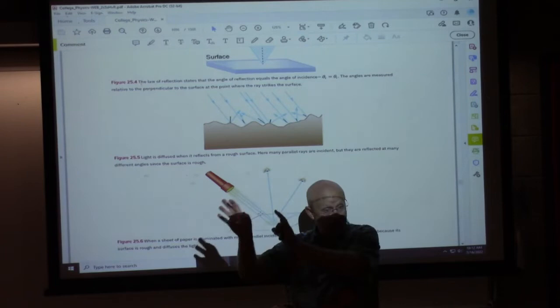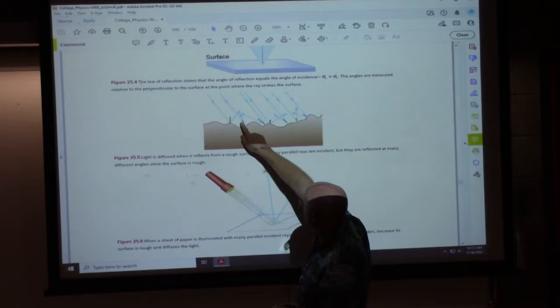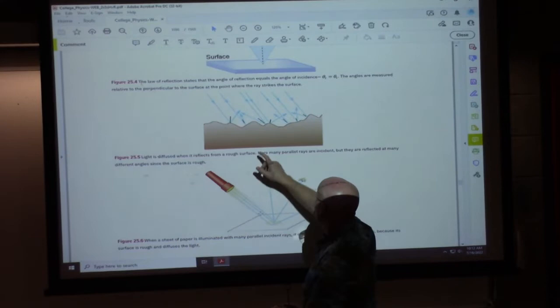And so somebody standing over there would actually get a ray going to their eyes, and then they could say, hey, I see the light coming from that object. This one here kind of almost goes back to the observer. So again, the observer would see the light. And then this one would bounce off over to that direction.